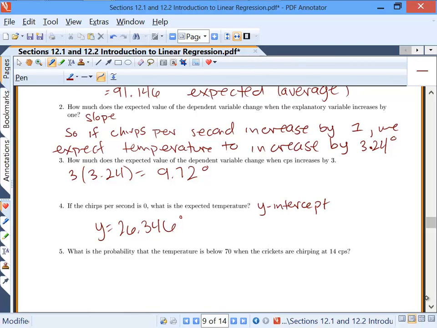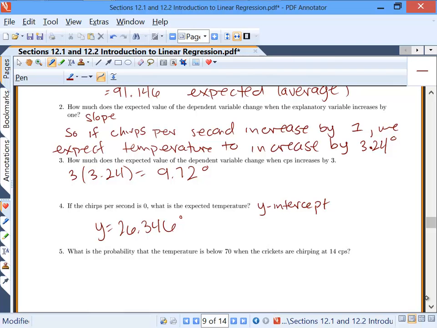For the next one, what is the probability that the temperature is below 70 degrees when the crickets are chirping at 14 trips per second? Any thoughts on what you could do for this one? It's a little different than what we've done so far. The area under the line.